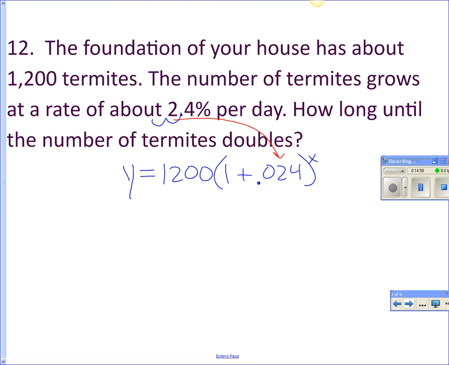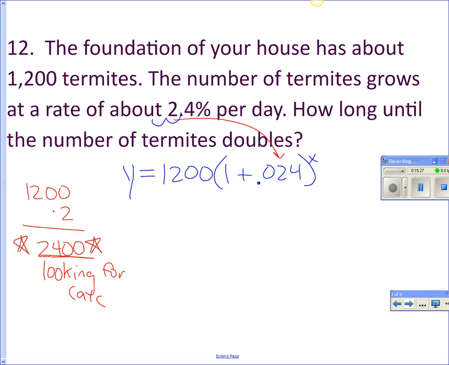Now, it wants to know how long until the number of termites doubles. Well, how many termites did you start with? Okay, now we need to double this number. How do you double it? What is 1,200 times 2? So write this on your paper. Write 2,400, and I want you to put stars next to it, or dots or something. This is what we're looking for in the calculator. This number right here is what we're looking for. 2,400. That's what we're going to look for in the calculator.